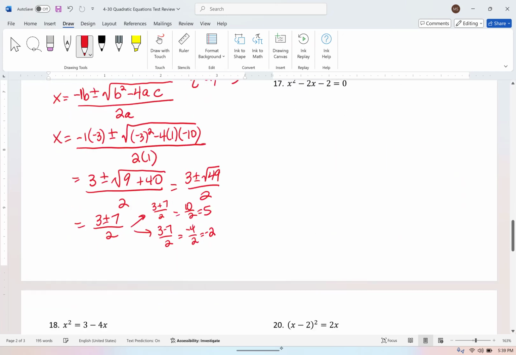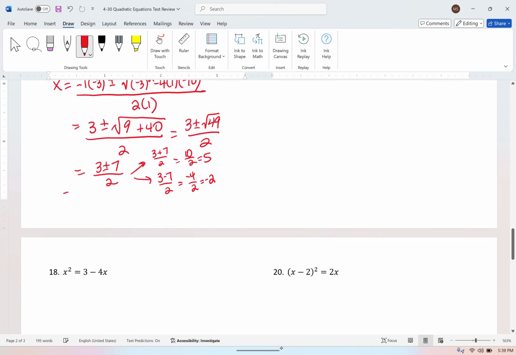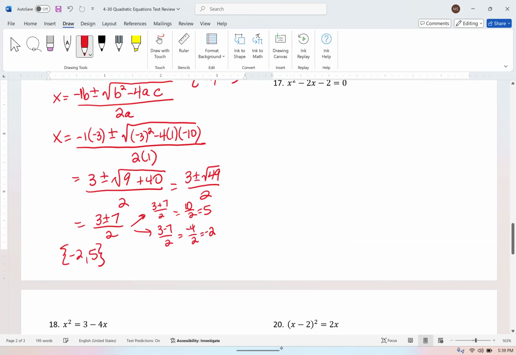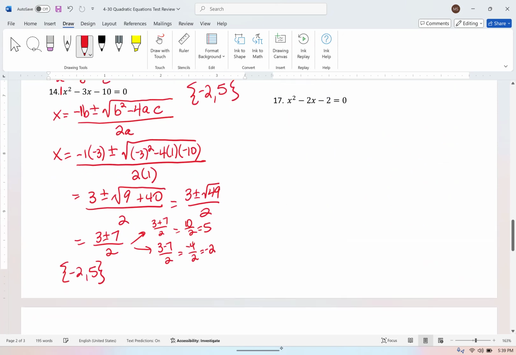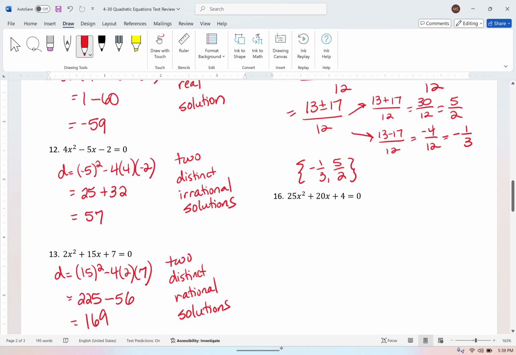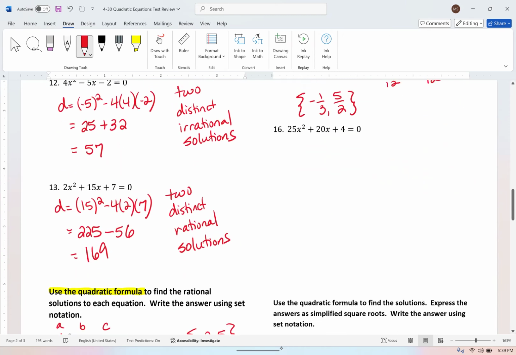Okay, and I just realized we didn't write the solution set on the last problem. I should do that. So it's negative 2 and positive 5 for the last problem, back on number 14. Okay, and then we're moving on to now number 16. Okay, we have A, B, and C again. So x equals negative 1b, negative 1 times 20, plus or minus the square root of b squared minus 4 times a times c, all divided by 2 times a.